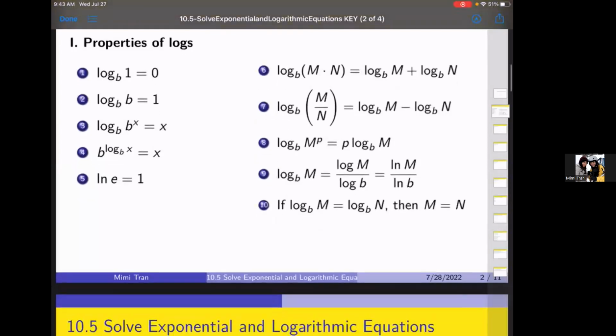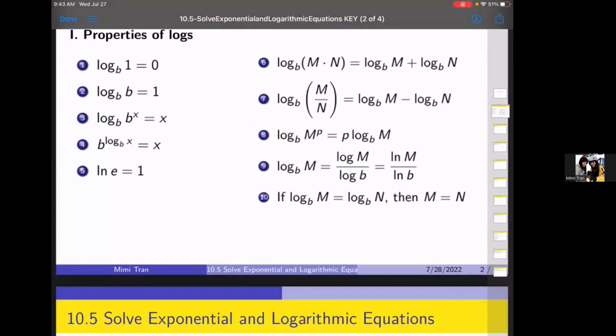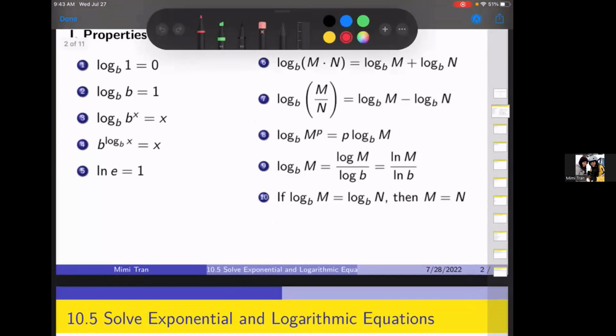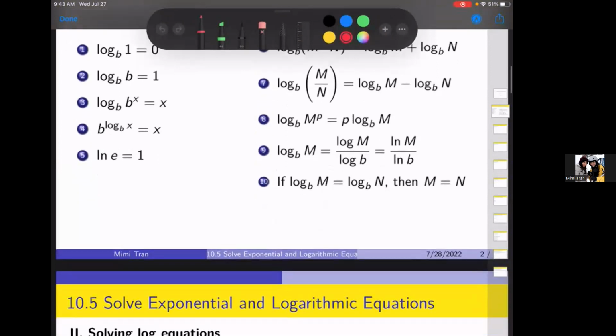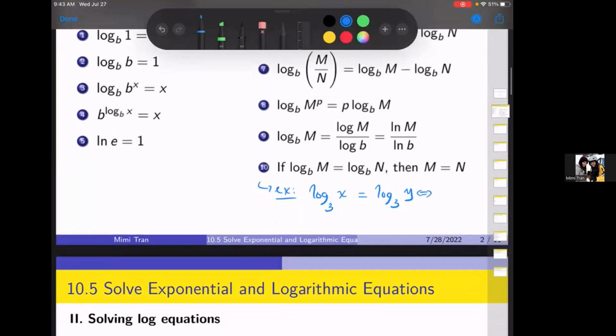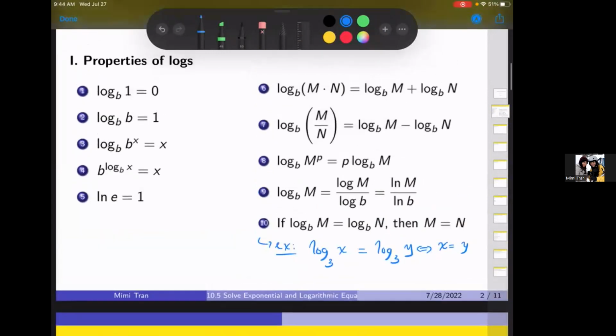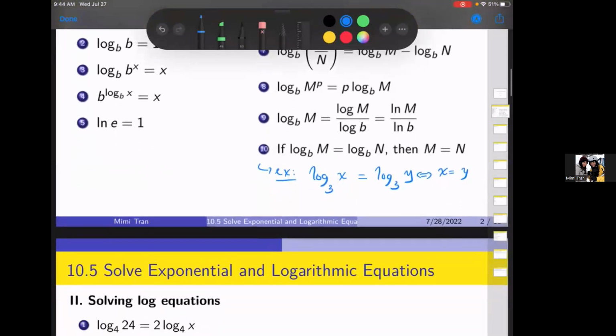Number 10 is more like logical. If I have log base b of m equal log base b of n, then m equals n. Of course, m and n cannot be zero. So for example, if I have log base 3 of x equal log base 3 of y, then I can assume what? This implies x equals y, right? That's all it is. Okay, so we're gonna use these properties to solve some equations.